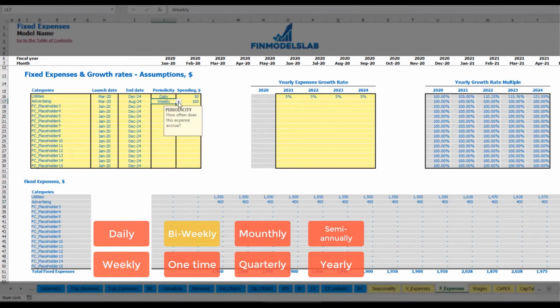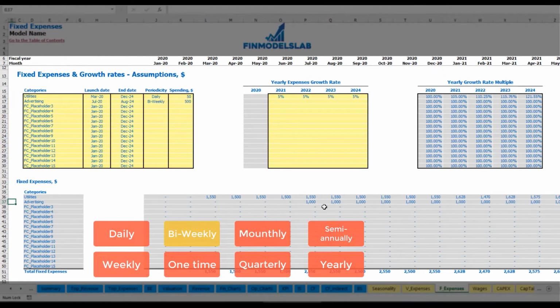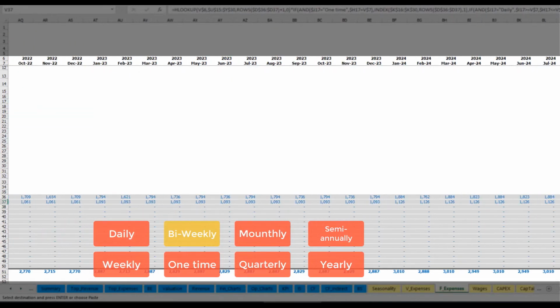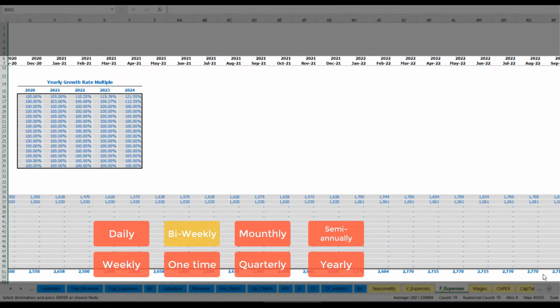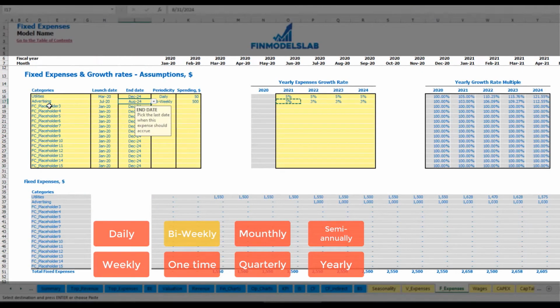And that's it. Another option is bi-weekly. For example, $500. You can start from July, for example, and you will have 2 bi-weekly payments within the month. $500 multiplied by 2, you have $1,000 per month. Again, you can input some growth rate and you will see that your advertising expenses will grow year over year till August 24, which is the last date of this expense type.